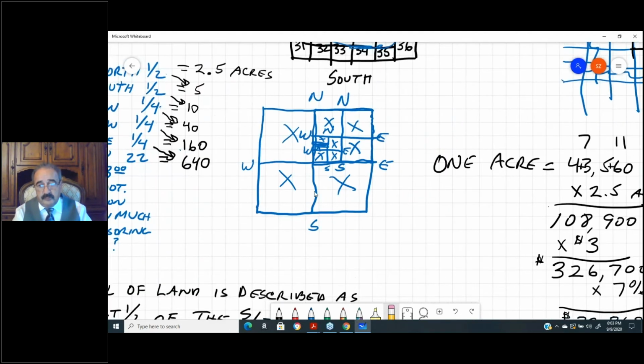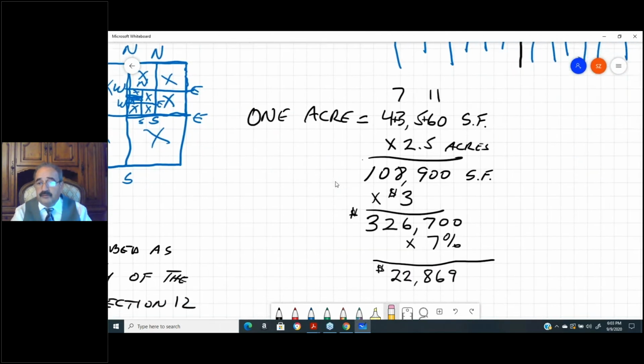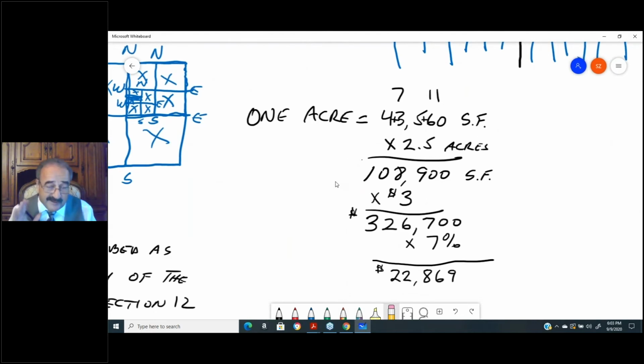So 1 acre, remember, 43,560 square feet. Can't forget that number because you definitely will see it. Times 2.5 acres equals 108,900 square feet at $3 per square foot. Sale price was 326,700. 7% commission. The sponsoring broker earned 22,869. So this is something similar that a lot of you will see. Actually, you had a couple of these in the back of the chapter.